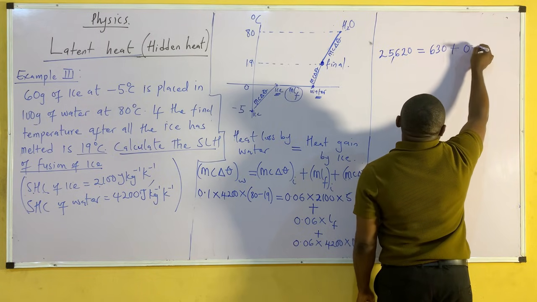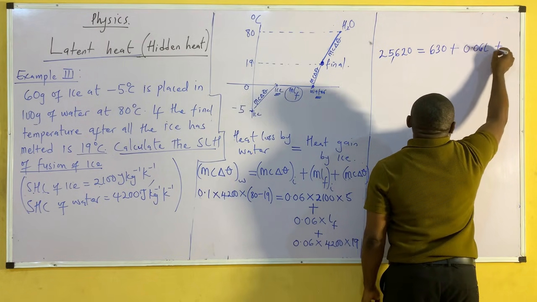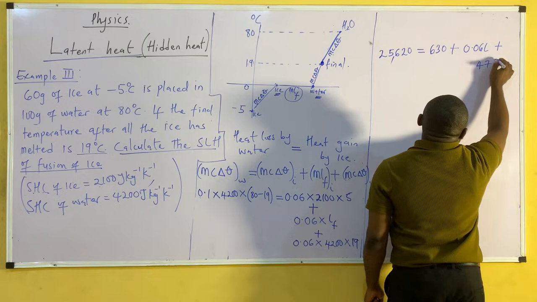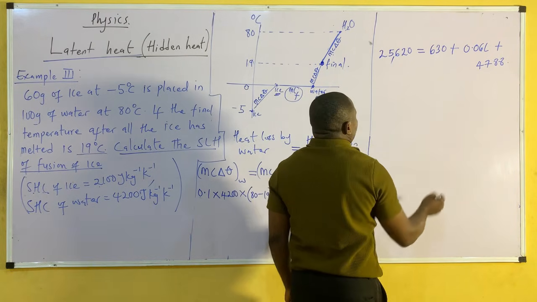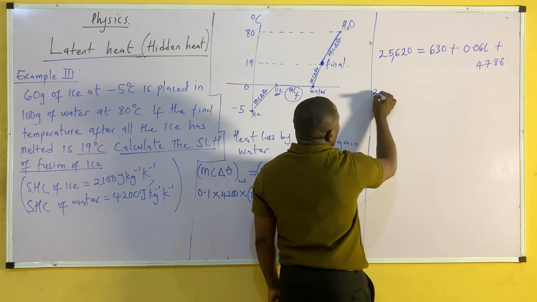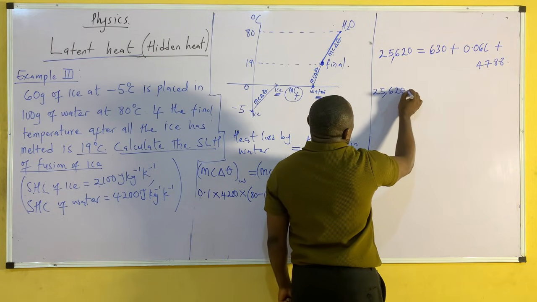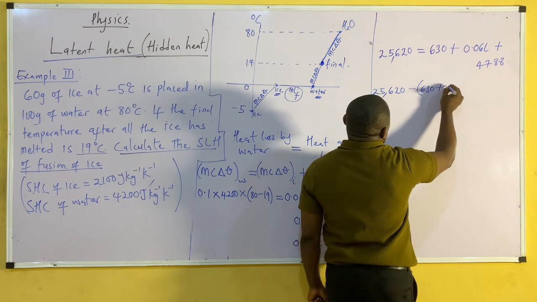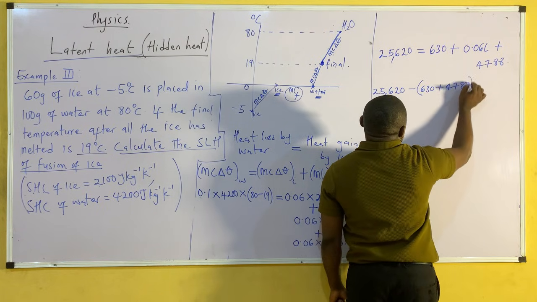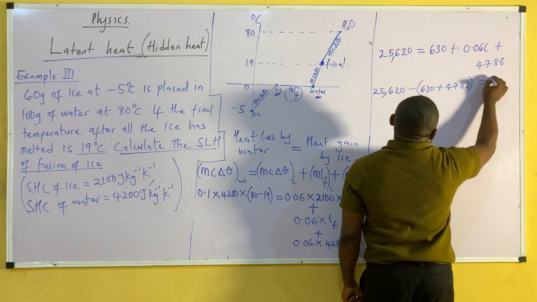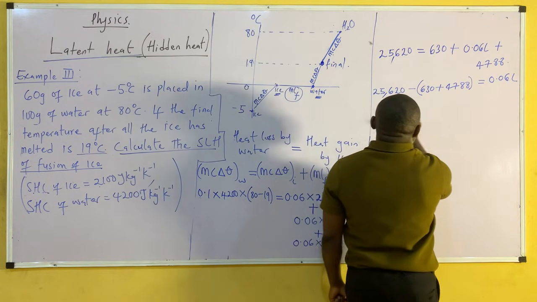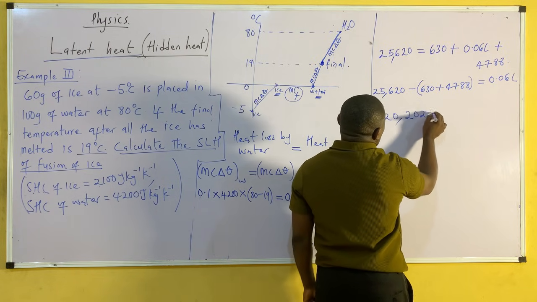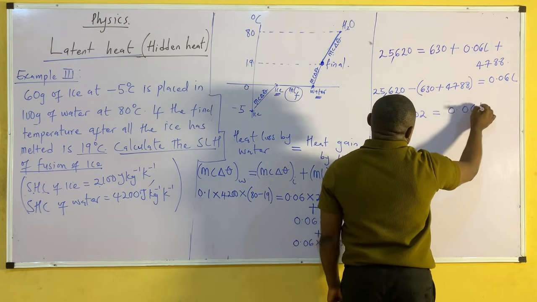0.06 L plus, what's our last figure? We have 4788. So if you take this out, you now have 25620 minus open bracket 630 plus 4788 is equal to 0.06 L. What do we have here? We'll now be having 20,202 is equal to 0.06 L.